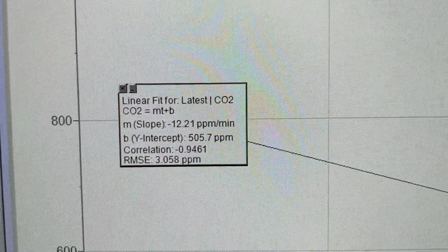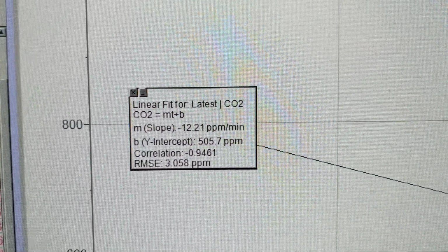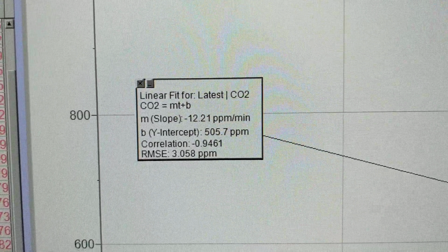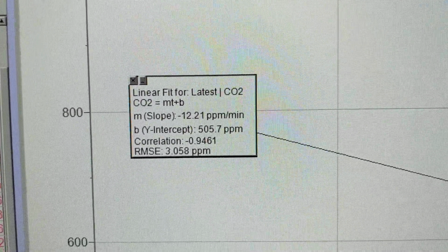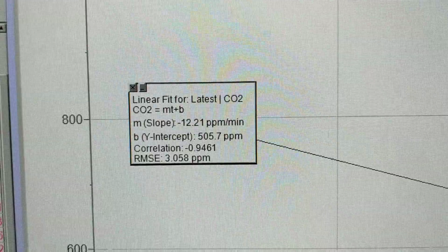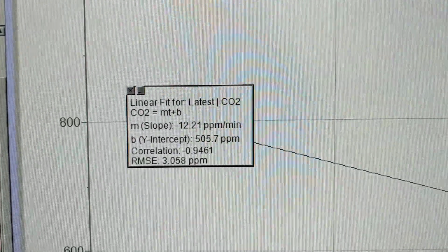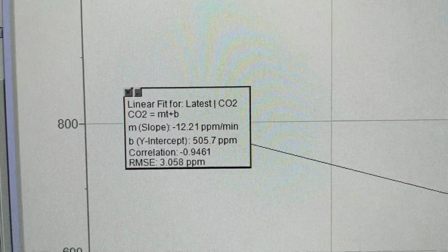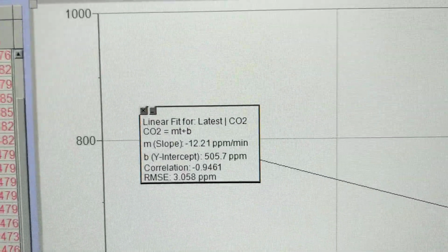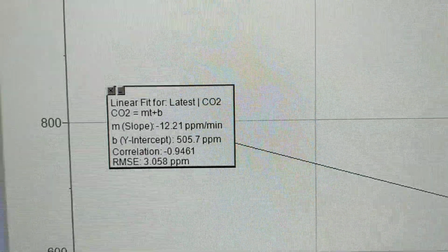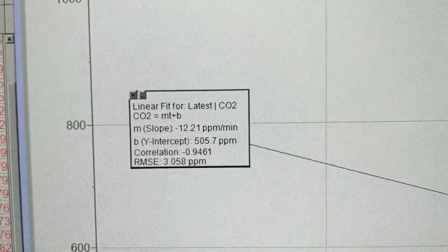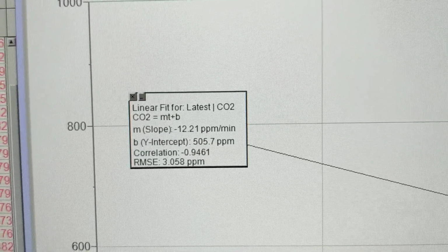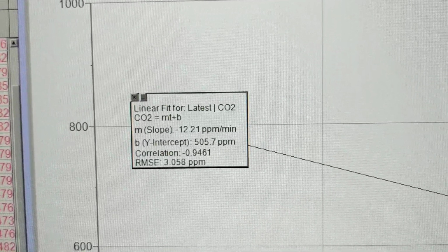What does that tell us? A negative value tells us that over each minute there was about 12 parts per million of CO2 absorbed every minute by that leaf. It was pulling CO2 out of the air. Now what will happen if we put this leaf in darkness and we run this experiment again? What is your prediction?